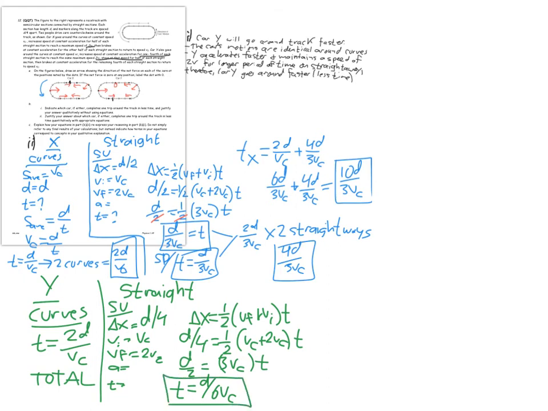Just like in our original one, we speed up and slow down over the same distance. The only thing that's flipped is which is the initial velocity, which is the final. So that means our time for slowing down is also going to be D over 6VC.